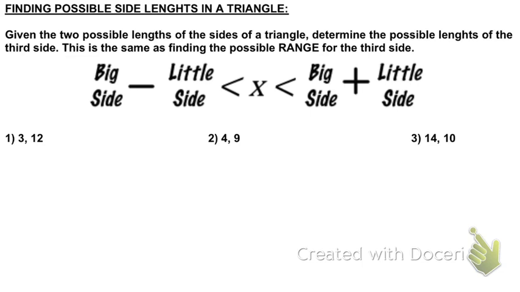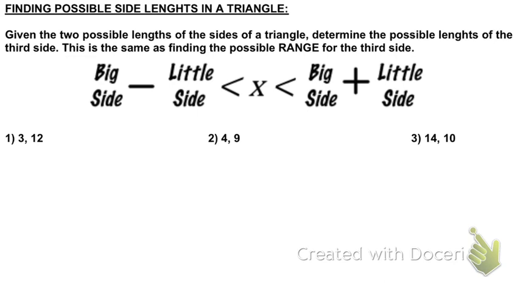Other one, take your big side plus your little side. 5 plus 3 is 8. That's your upper bound. So it has to be less than that. It has to be between the difference and the sum, but it can't be either of those. Just like here, it couldn't be 2, and it couldn't be 8. It has to be bigger than the difference and smaller than the sum. So your side length can be anywhere between those two, but somewhere between them.